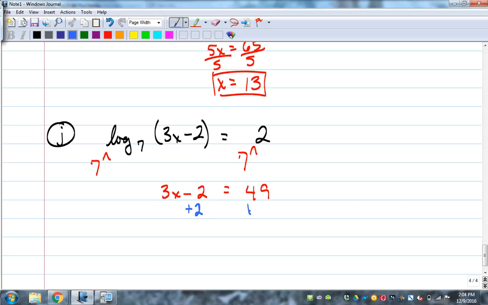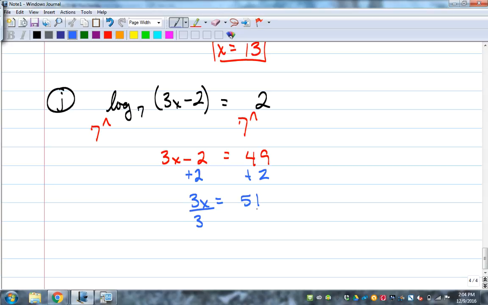Add 2, 51, divide by 3, and x is 17. Again, you want to make sure, check that in the original problem. Make sure you're not taking the log of a negative number. You're not on this one, but you want to check that every time just to make sure. Get in that habit because it's about to matter.